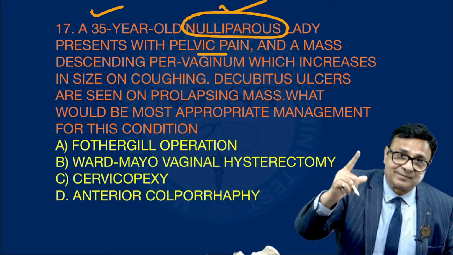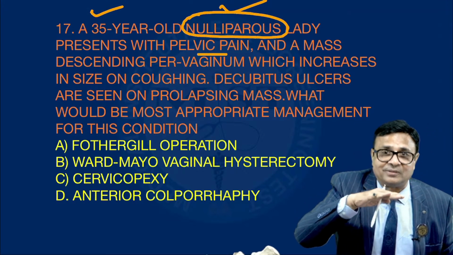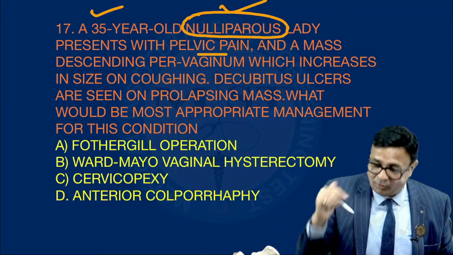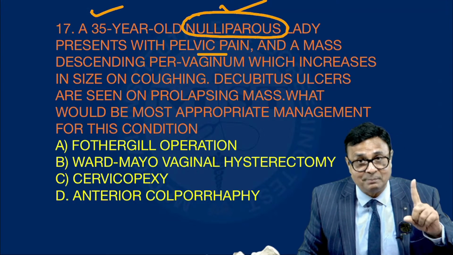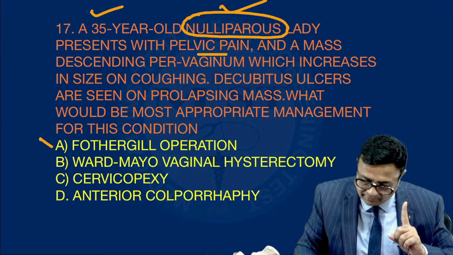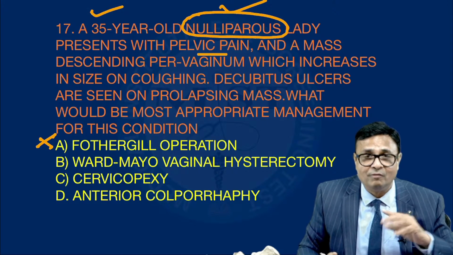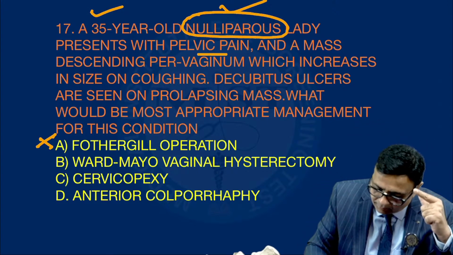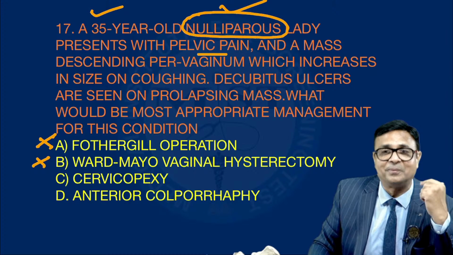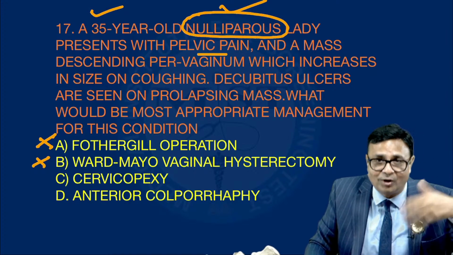So in a nulliparous lady, no destructive procedure can be done. Fothergill operation is done in a multiparous lady, so Fothergill is gone. Ward Mayo vaginal hysterectomy is for a multiparous lady. How can you take out her uterus? She is nulliparous. She wants future child bearing.